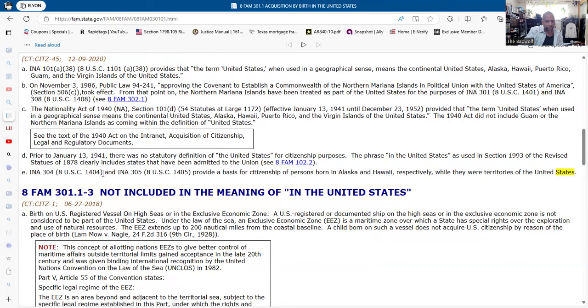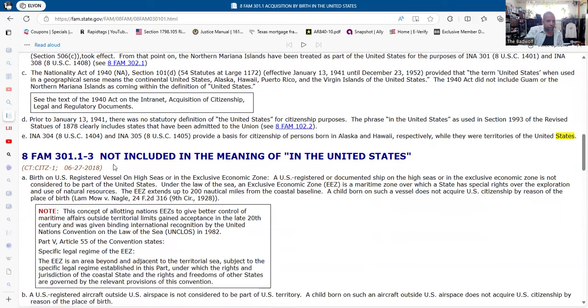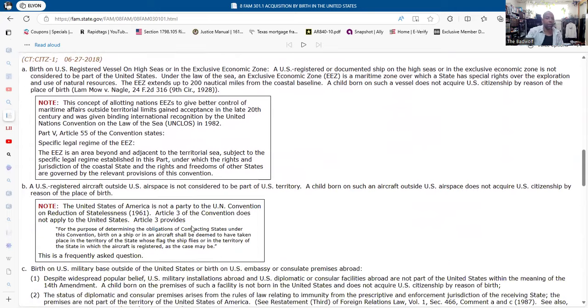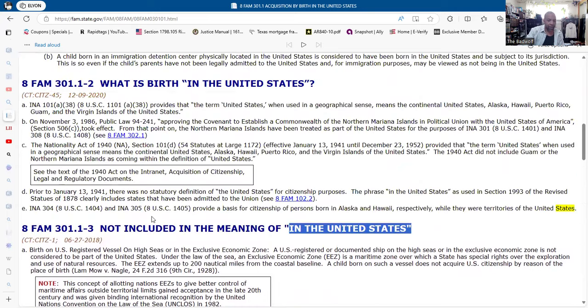Nationals. Not included in the meaning of in the United States. So they're showing you there's a difference right here. There are different things going on here with these phrases. They look almost the same in our mind. They seem the same, but they are not. This is the understanding, the legal level, the legal style of these things. What do they really mean?